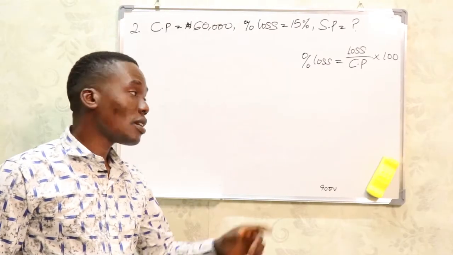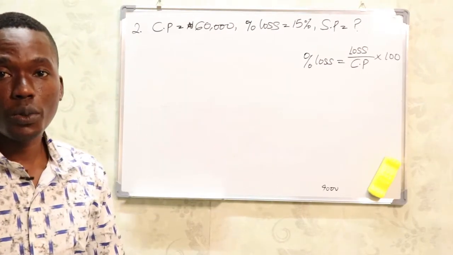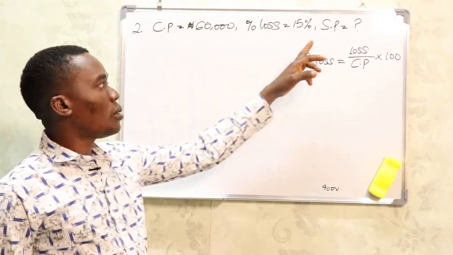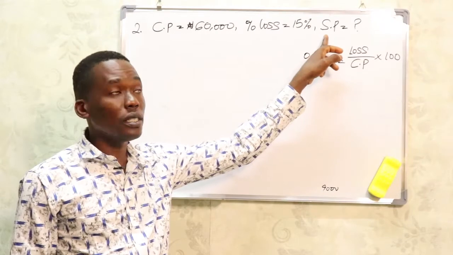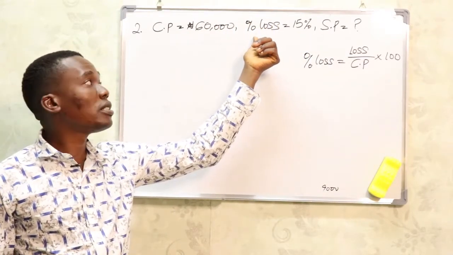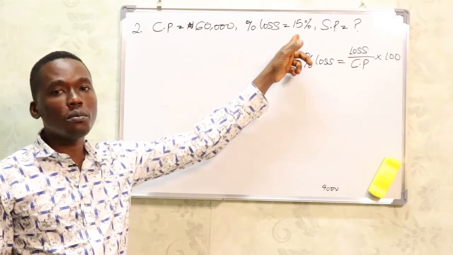Now you can see sample question number 2 displayed on the screen. For the solution to that sample question, we are asked to look for the selling price. We've been given the cost price, and we've been given the percentage loss to be 15%.